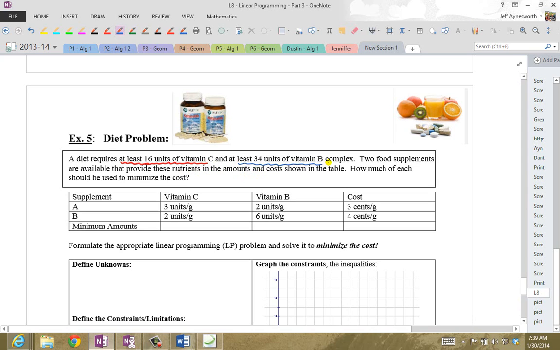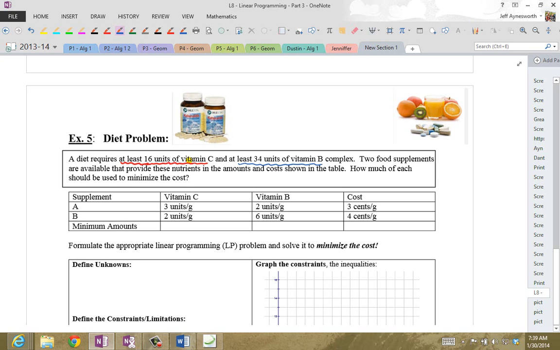Obviously we need vitamin C and vitamin B in our body to be healthy, and it says right here that we need at least 16 units. So here's the big first question: if it says at least 16 units of vitamin C, does that mean 16 or less, or 16 or more? 16 or more. At least means 16 or more. At most would mean 16 or less.